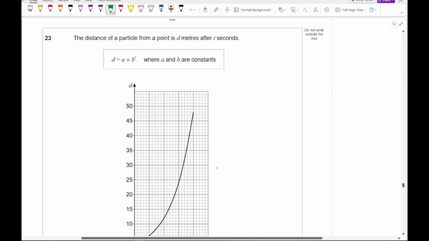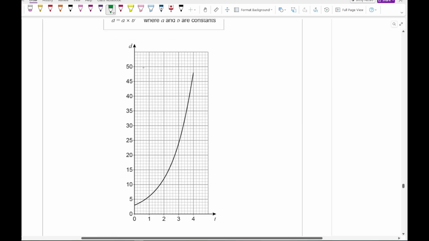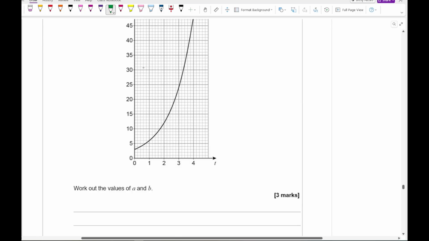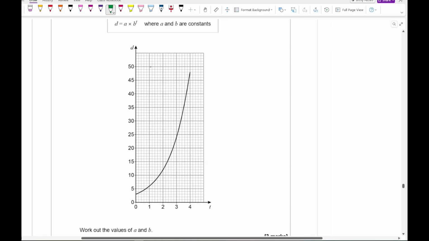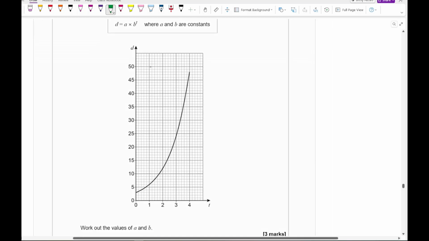Moving on to question 23, it says the distance of a particle from a point is d meters after t seconds, where d equals a times b to the power of t, where a and b are constants. And the question is asking us to find the value of a and b. So if I just zoom out so we can see all of this in its entirety, then what we should find is that the value of a is the initial value.